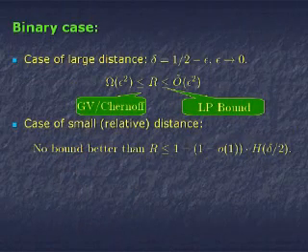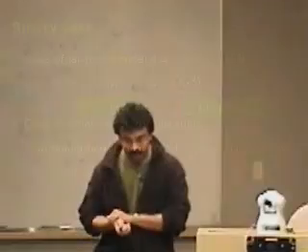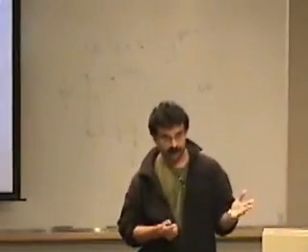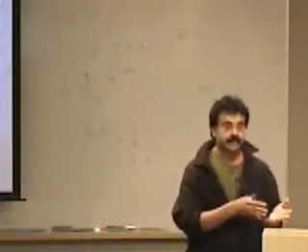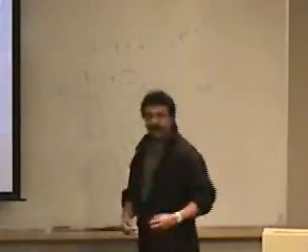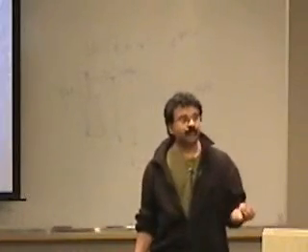What about the other extreme? This is the one extreme. The other extreme is when you have very small relative distance. So now we're going to take the distance delta and push it to 0. So we're looking at a code whose distance is going to be very close to 0. You're trying to correct a few errors. How well can you do?